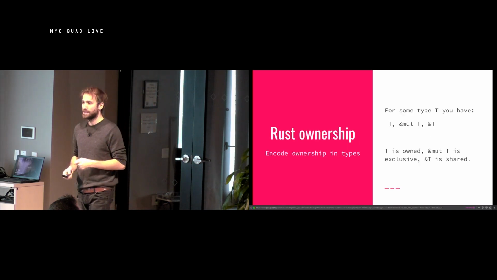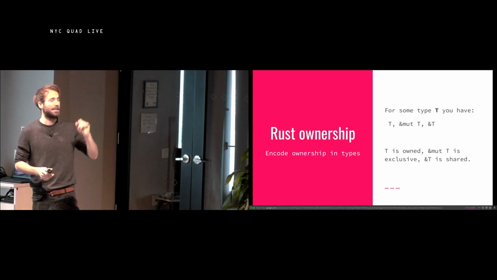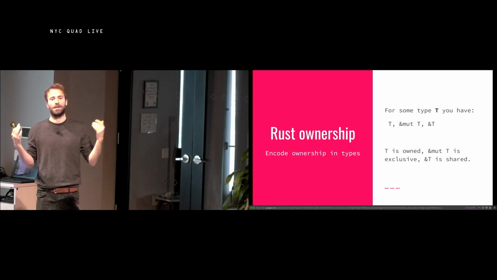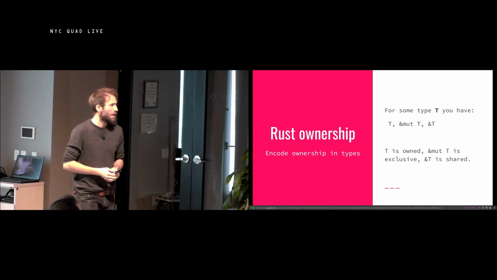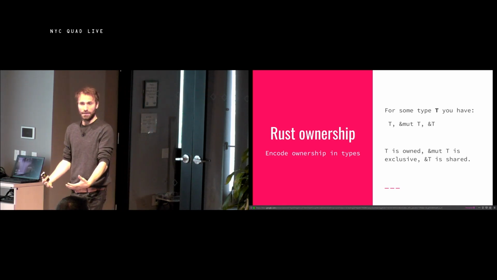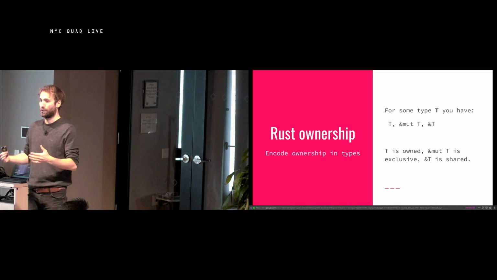In Rust, there are basically 3 types you could have for some type T. So think of T here as any type in your system. It does not really matter. It could be a string, it could be a number, it could be an array, whatever. For any T, you can either have just a T, which means that you own that thing. Owning it means that you are responsible for freeing it.